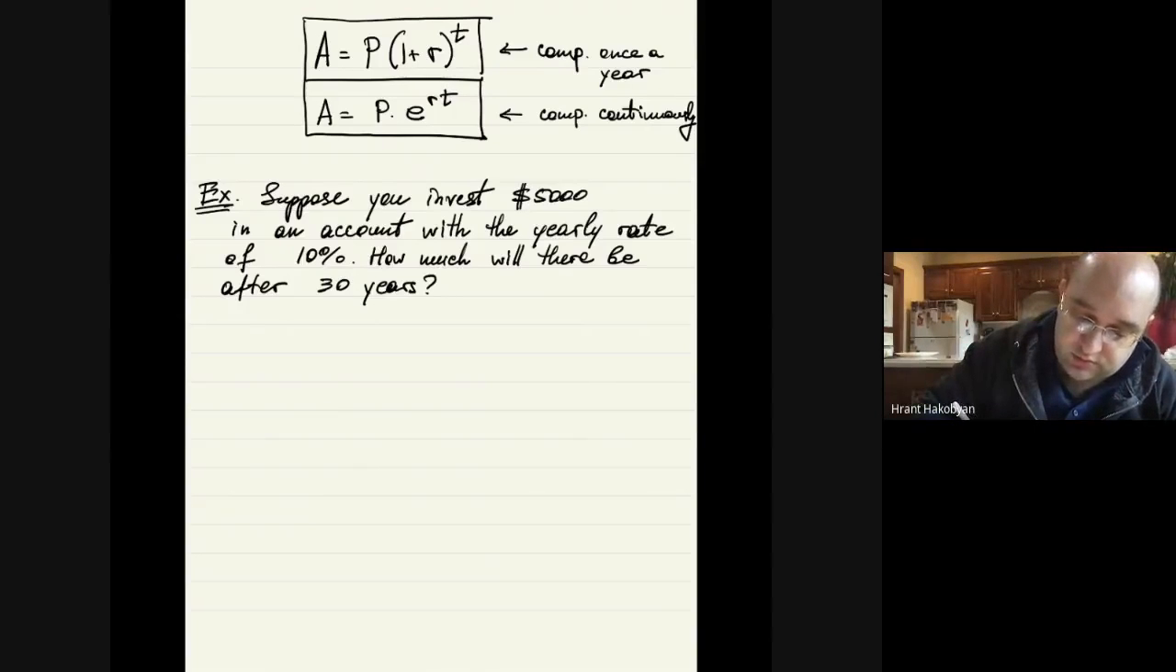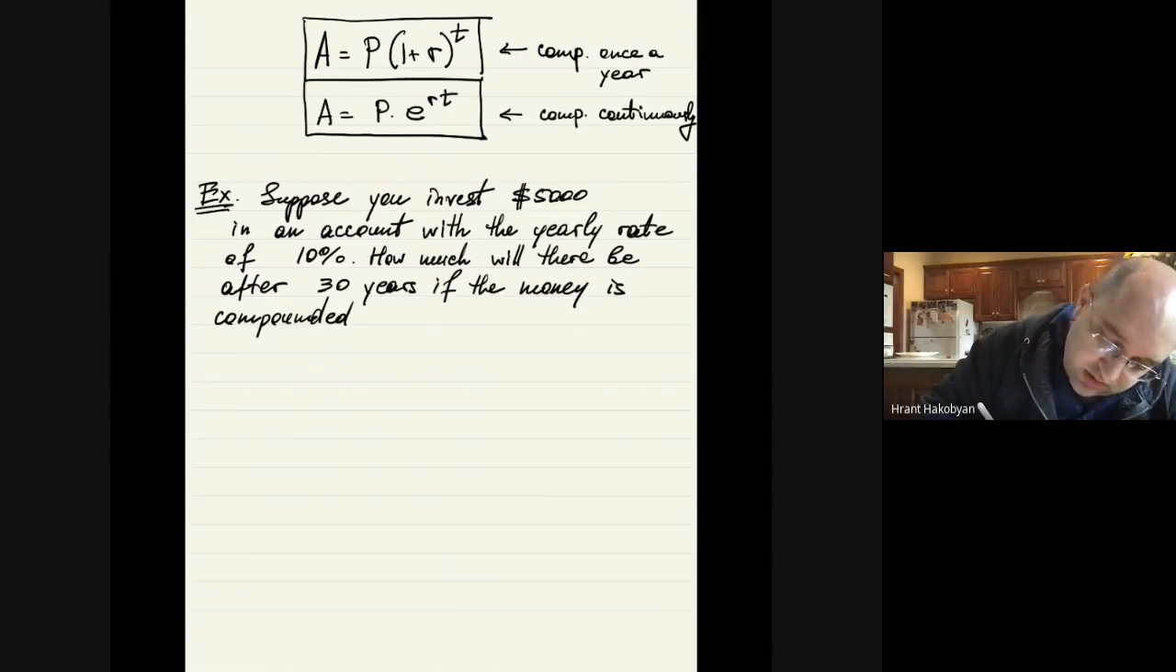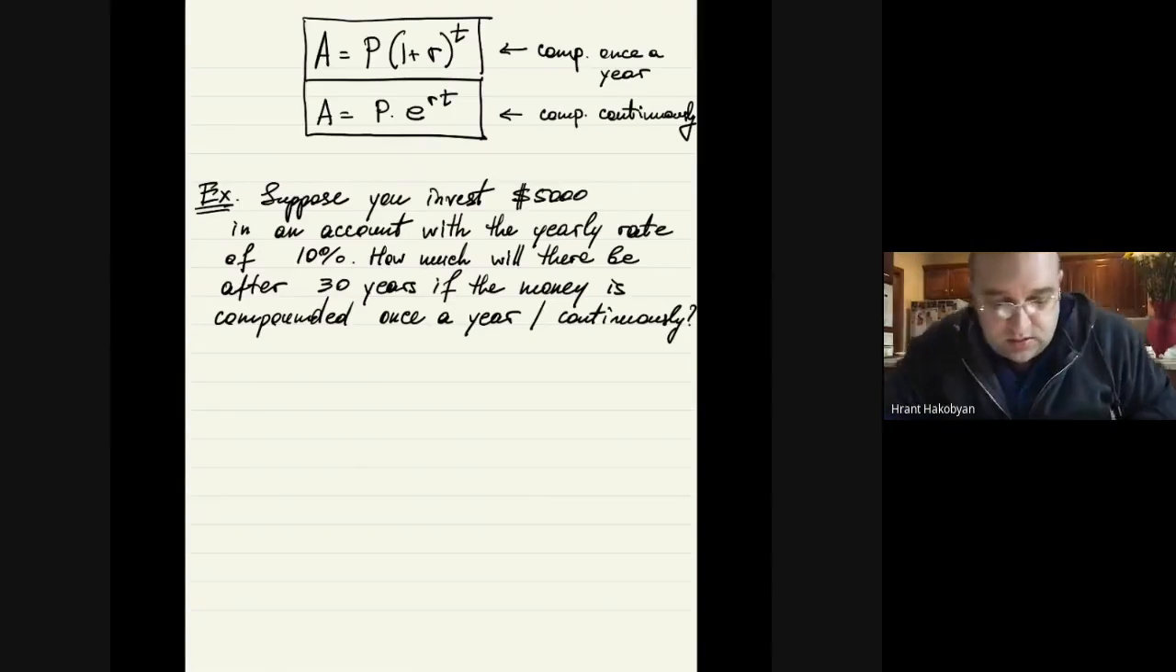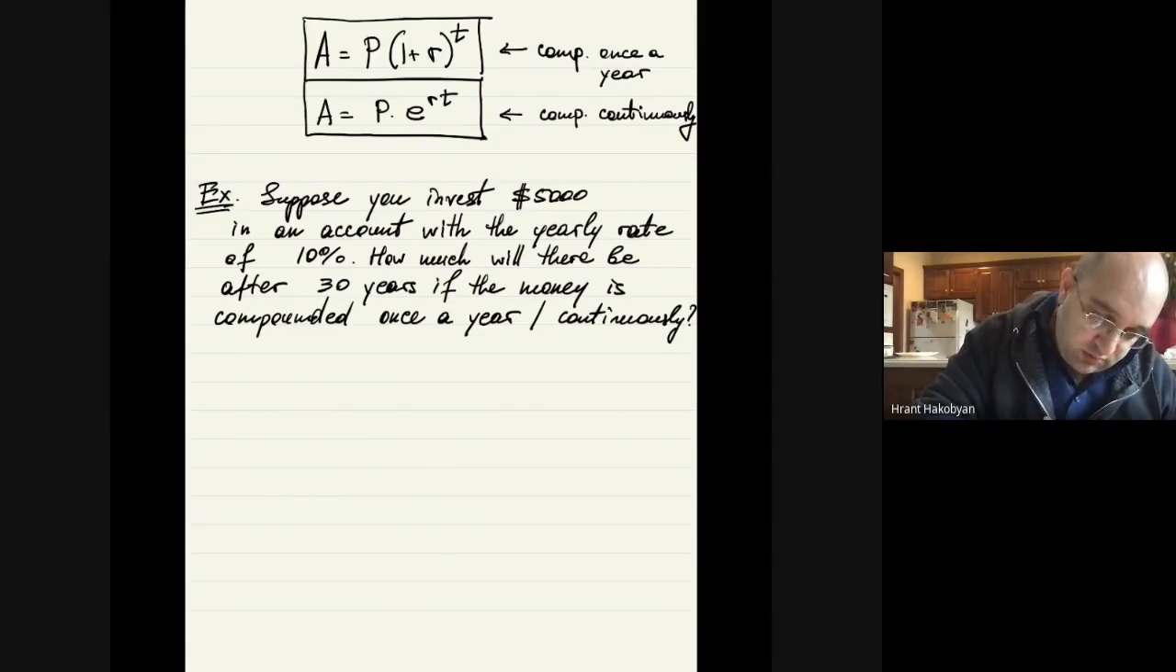So assume you're compounding once a year, and in the other example, let's do compounding continuously. So if the money is compounded once a year, and the other situation will be continuously. Okay, so both of them. That means we're using just these two formulas upstairs here. Okay, so let's do part A, which is once a year.